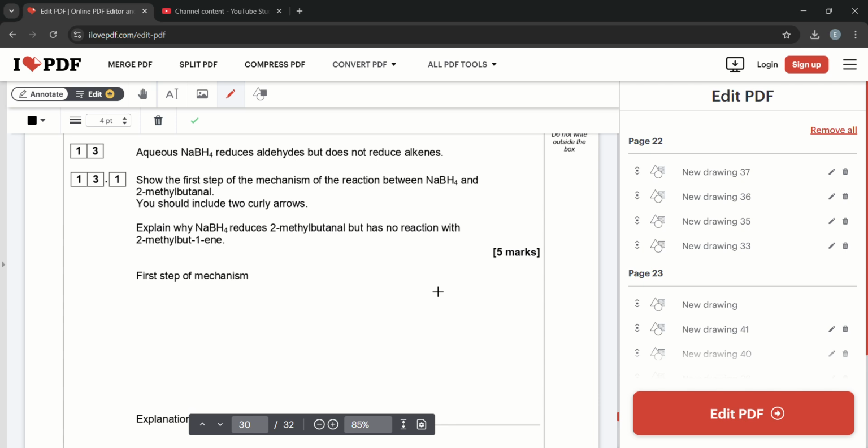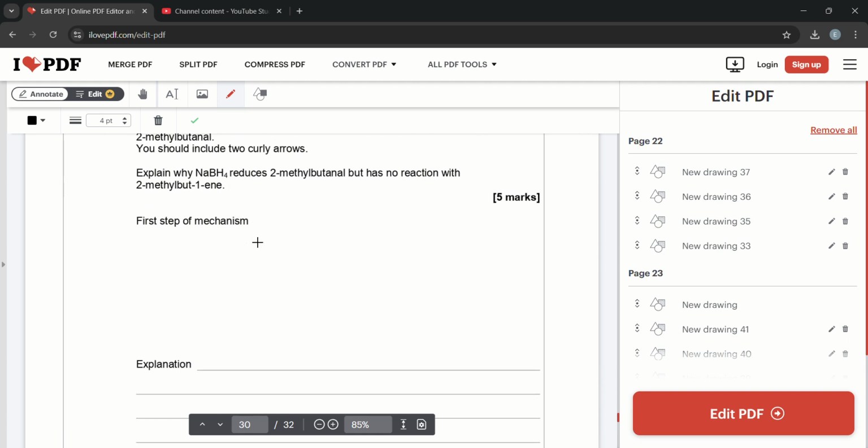Question 13. Aqueous NaBH4 reduces aldehydes but does not reduce alkenes. Show the first step of the mechanism of reaction between NaBH4 and 2-methyl-butanol. You should include two curly arrows, and then explain why NaBH4 reduces 2-methyl-butanol but has no reaction with 2-methyl-butanol.